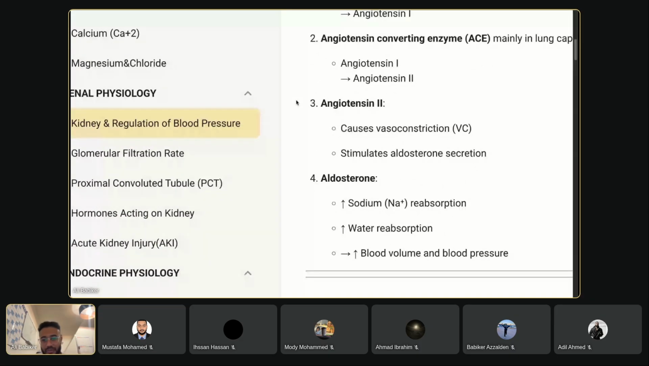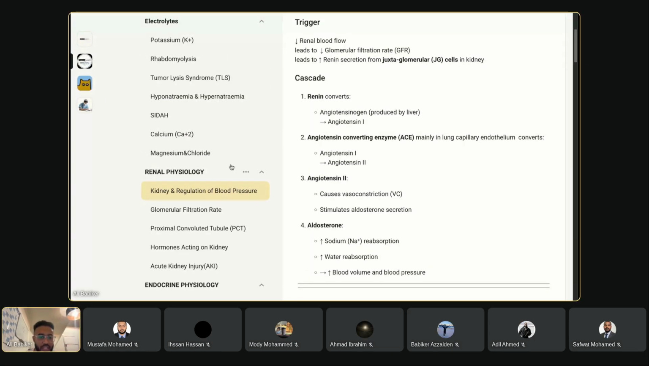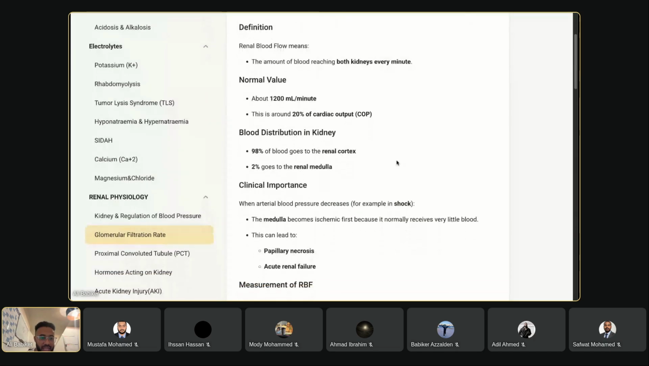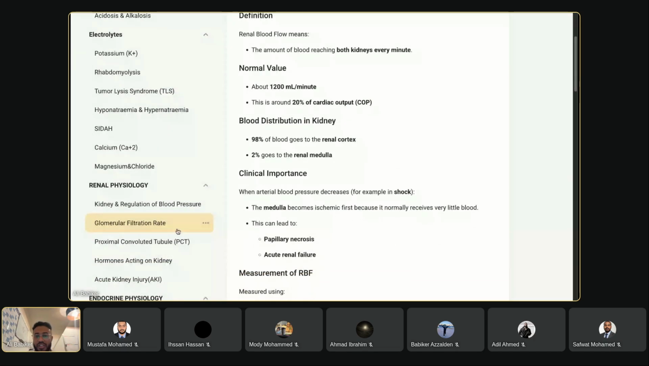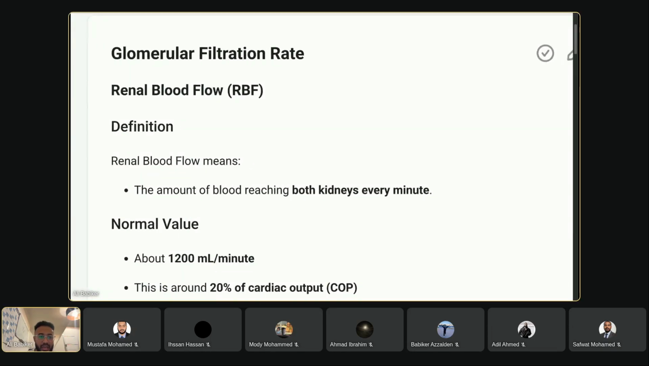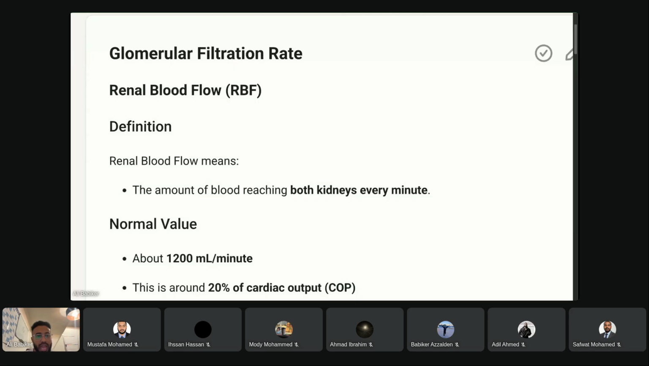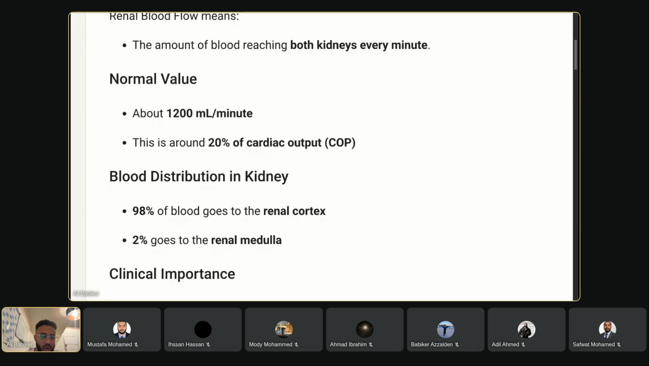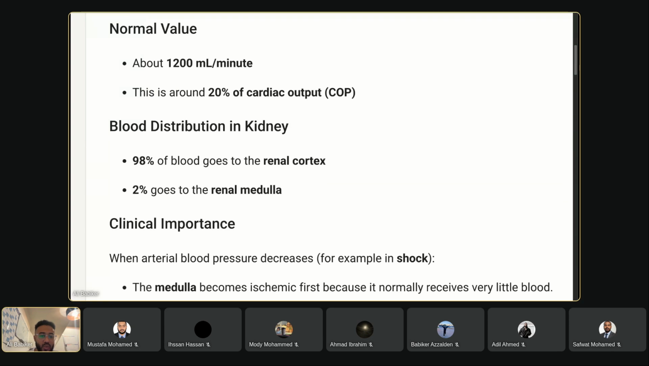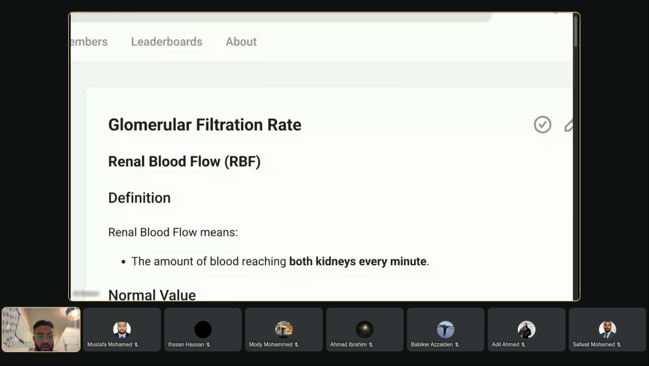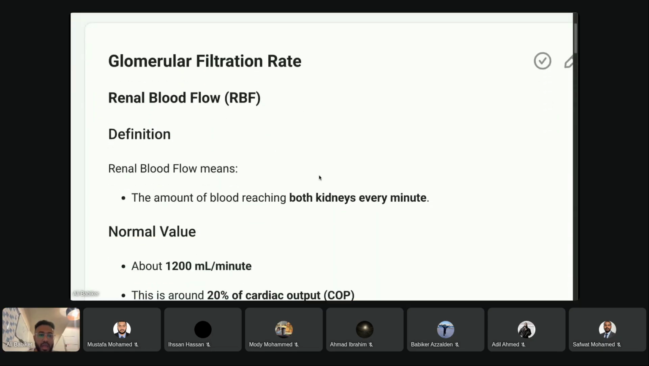Okay. Let's continue. Fine. Next one is glomerular filtration rate. So we finished the kidney regulation of the blood pressure, and this is the glomerular filtration rate. Okay. Glomerular filtration rate, renal blood flow. I know the questions, what will it be? However, I just wanted you to understand the difference between renal blood flow and glomerular filtration rate.